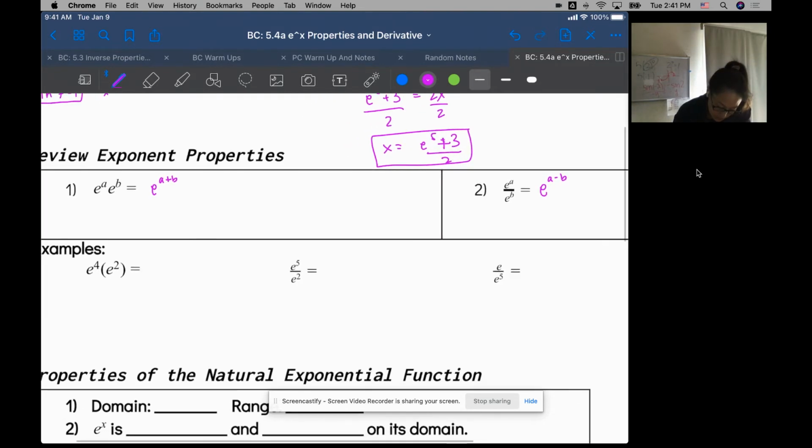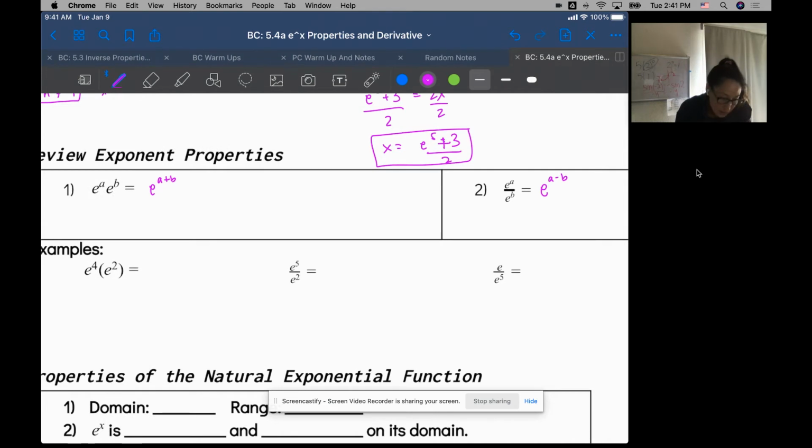Quickly, let's do these 3 examples. I got e to the 4 times e to the 2, which gives me e to the 4 plus 2, which is e to the 6. The second example, we're going to use the quotient property of exponents as we subtract exponents, so e to the 3. And then e to the 1 minus 5 would be e to the negative 4, or 1 over e to the 4.